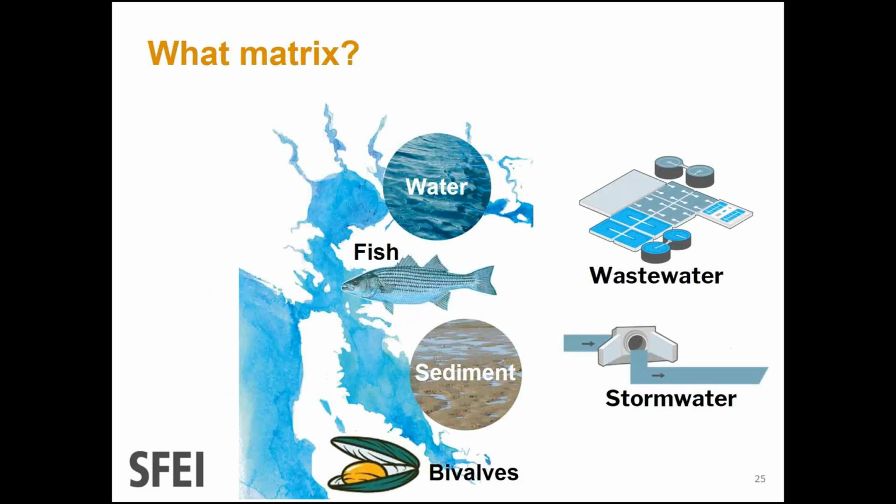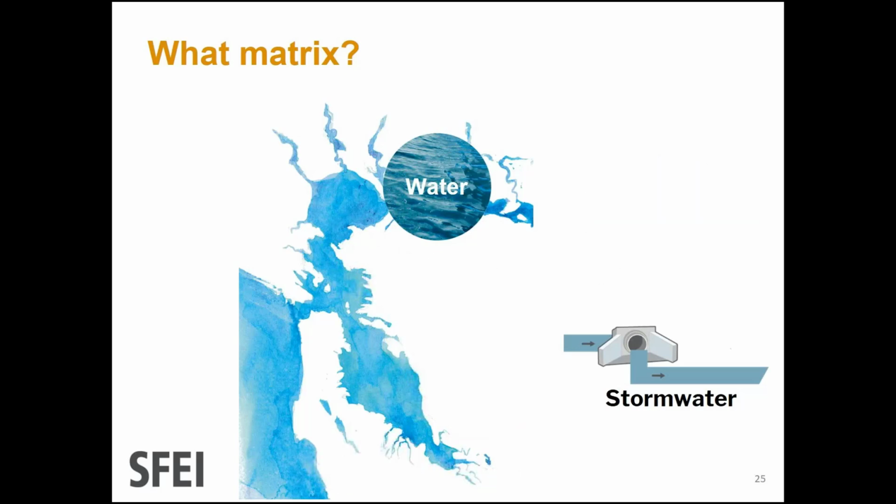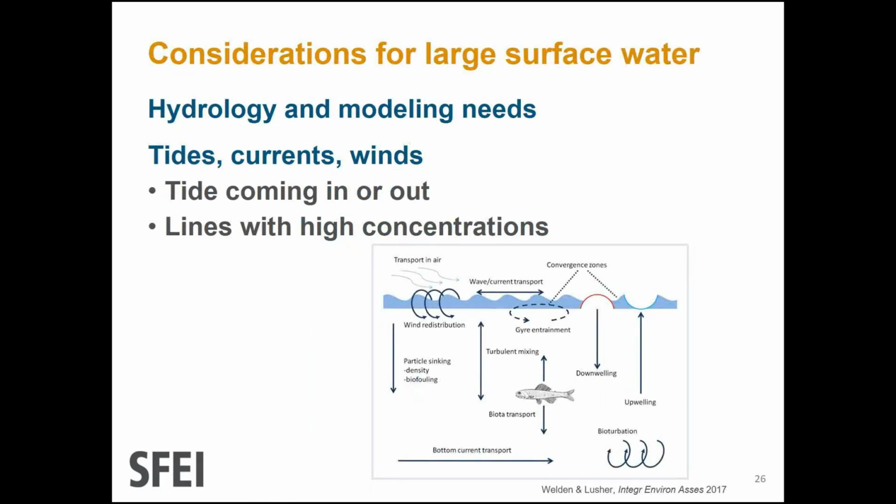So like Diana said, we sampled a variety of different matrices in the bay, but thinking about specific site selection criteria, I wanted to focus in on our water samples. So this is both the surface water in the bay and adjacent ocean, and then also the creeks and streams leading into the bay, which we sampled during storms, so we're calling stormwater.